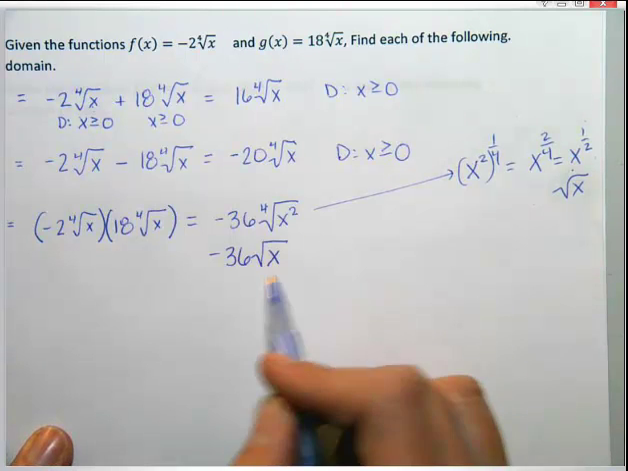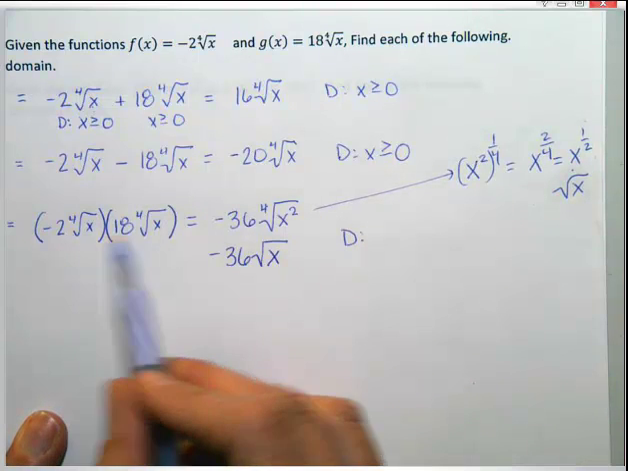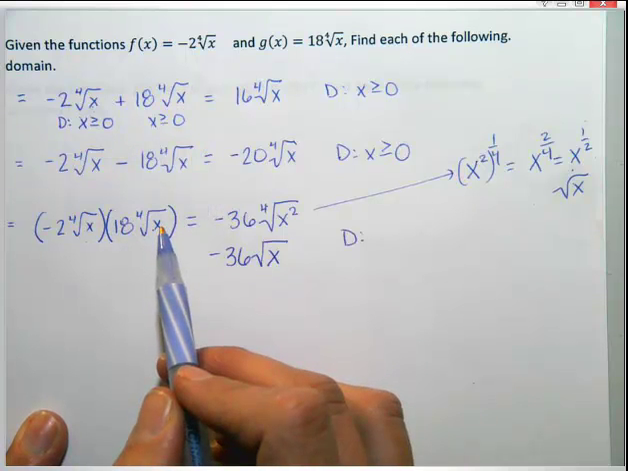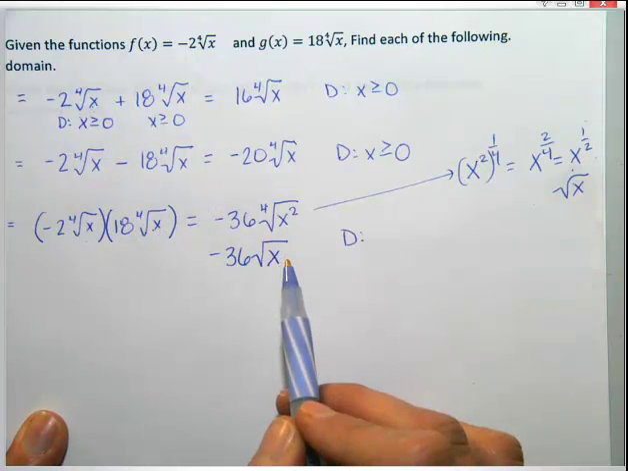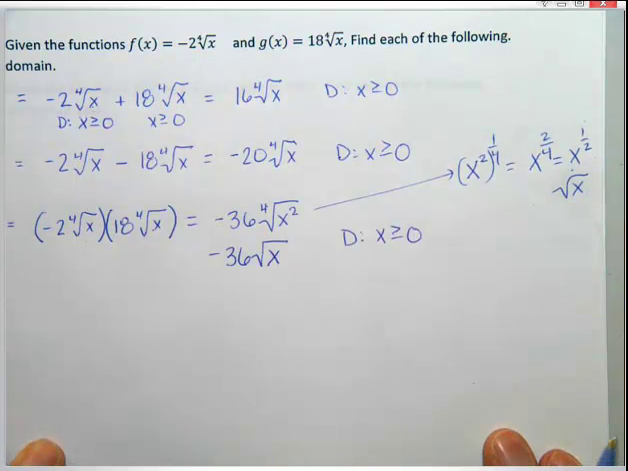So there's our resulting function. Now we just have to think about the domain. If we look at our original functions, it's the same thing as above. x has to be greater than or equal to 0. Even in our final resulting function, x has to be greater than or equal to 0 for our domain.